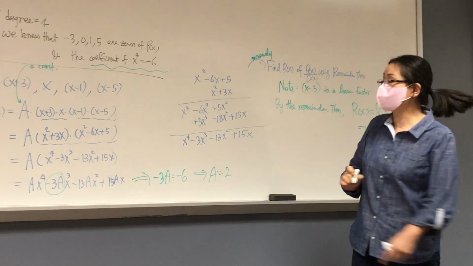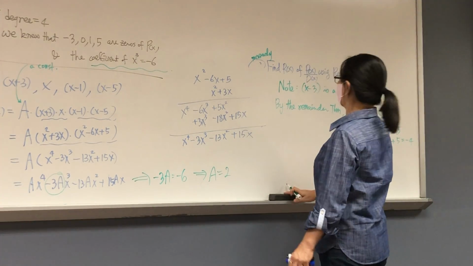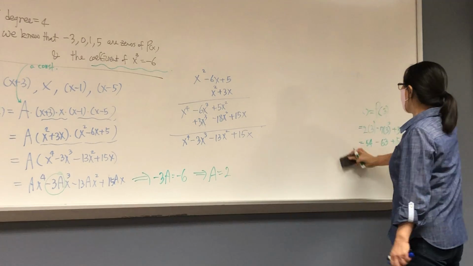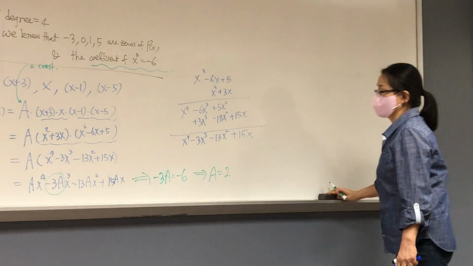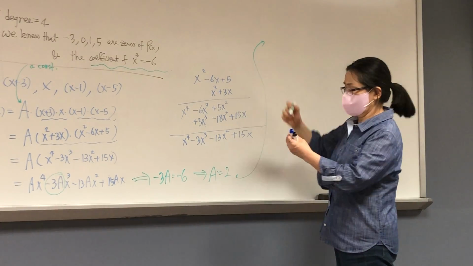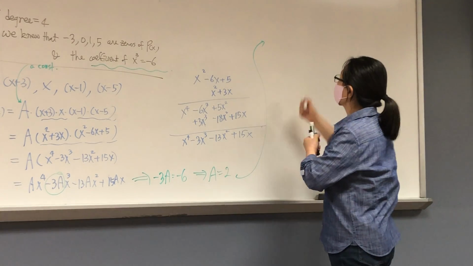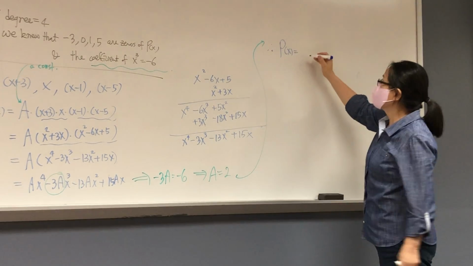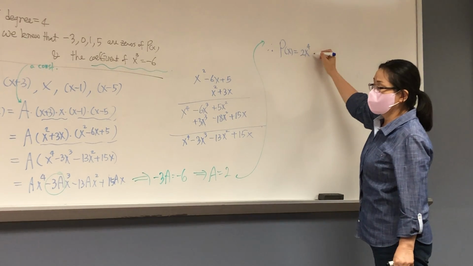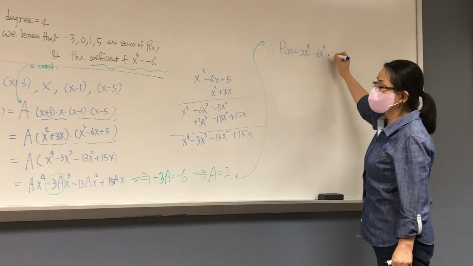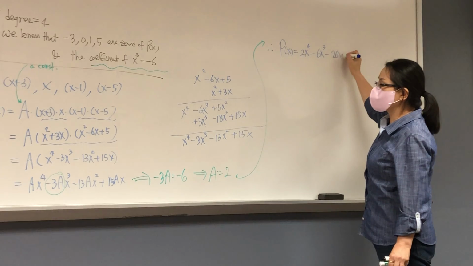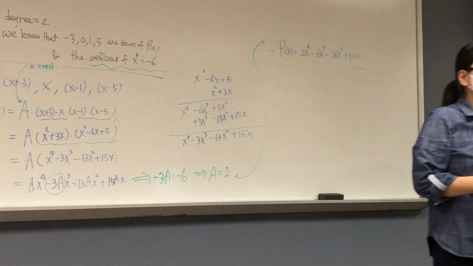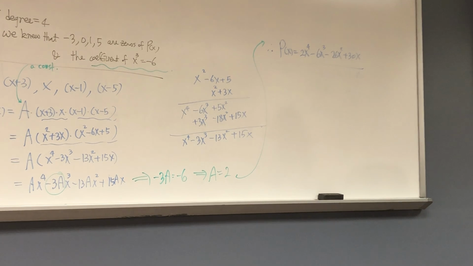So what is your polynomial? Because she has the negative 3 number, 2x to the 4. Your P of x is what? 2x to the fourth minus 6x cubed minus 26x squared plus 30x. This is the easiest one, unfortunately.